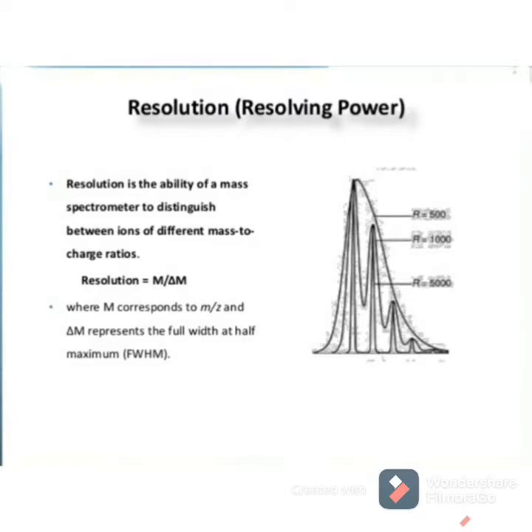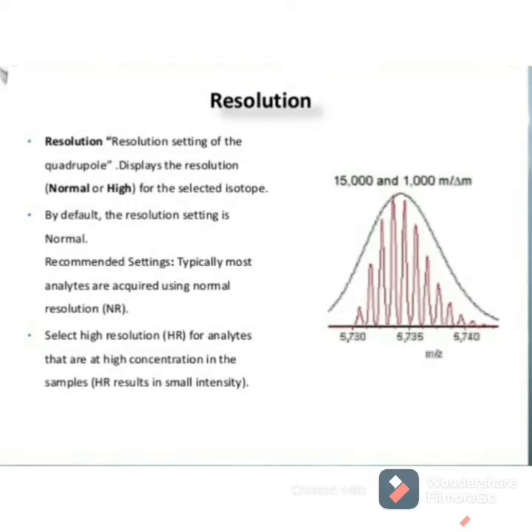Next is, what is the resolution and resolving power? Resolution is the ability of a mass spectrometer to distinguish between ions of different mass to charge ratio. Resolution is equal to m by delta m, where m corresponds to the m/z ratio and delta m represents the full width at half maximum.